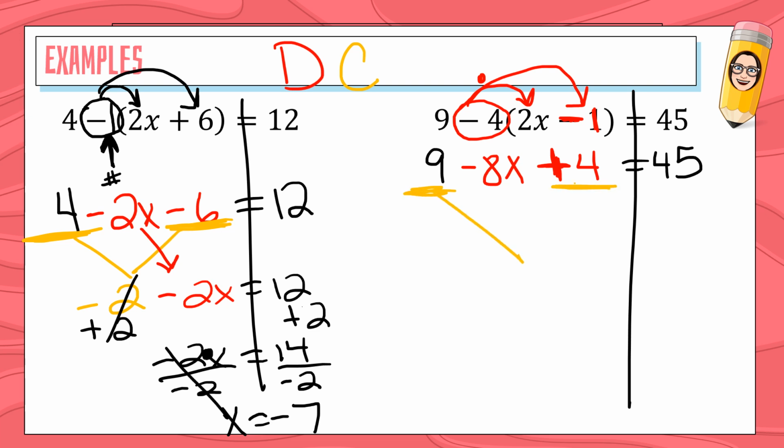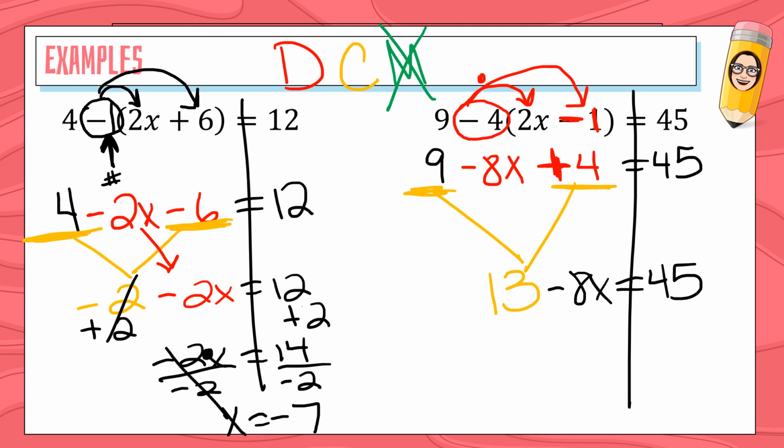Step 2, combine. I have things that go together. A 9 and a 4 make a 13. Didn't use this, didn't use this, didn't use this. I don't have any move, like I only have one variable.